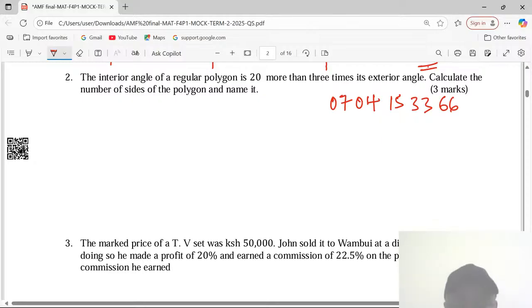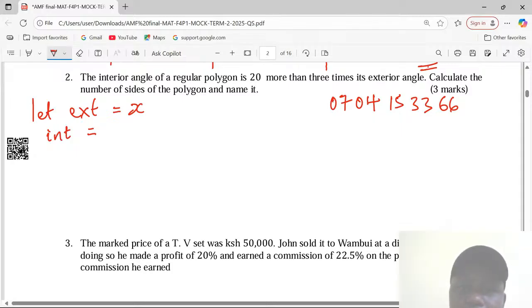Let's look at how to approach this one. We are already told that the interior angle is 20 more than 3 times the exterior. So we can let the exterior angle be x. If it is x, then the interior, because we are given the relation, is 20 more than 3 times the exterior. So when we take 3 times the exterior, we add 20. That's how great the interior is.